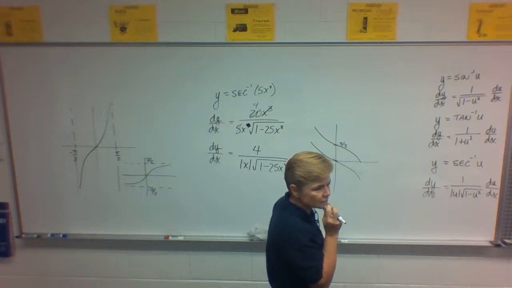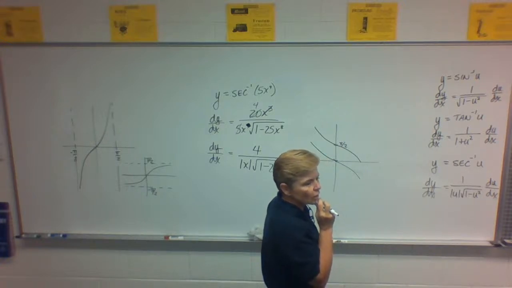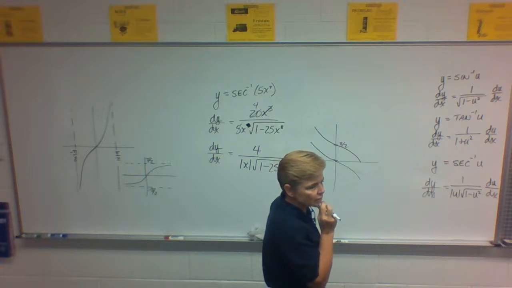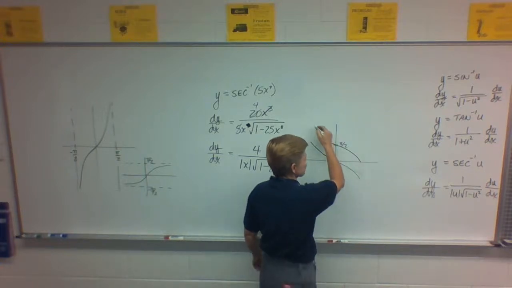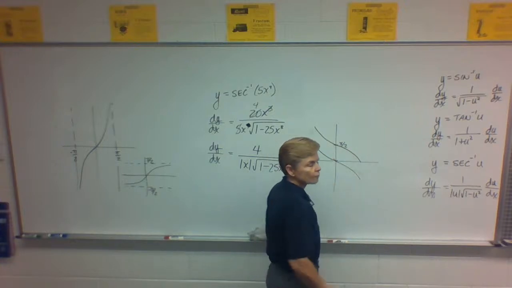Graph it. What does inverse cosine look like? Wait, why don't we just add 3 pi halves? How about we just not talk about this until you get this graph? Oh my gosh, it looks exactly like that. It looks like this, doesn't it? Yeah, just a little bit more steep.